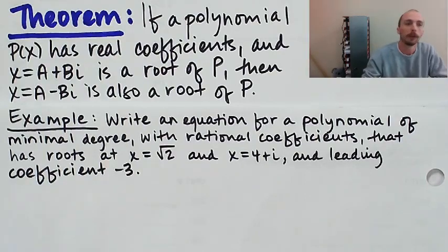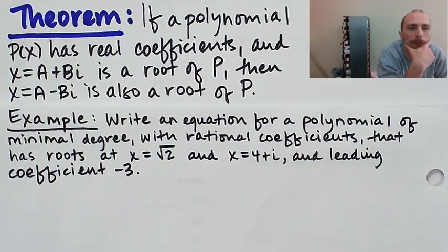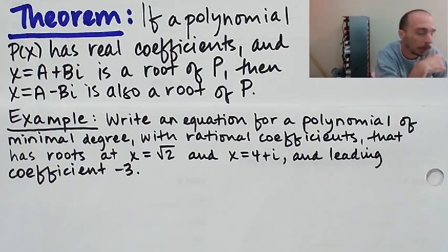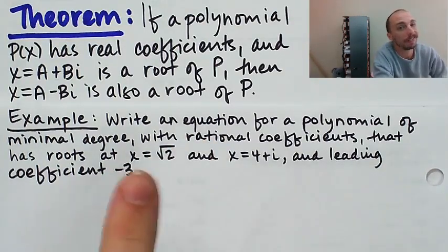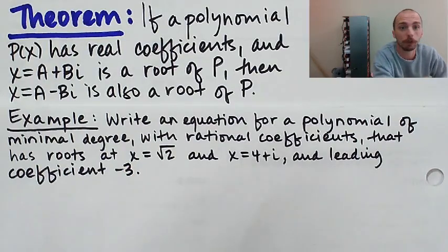All right, now the last example I've got for you is write an equation for a polynomial of minimal degree with rational coefficients that has roots at x equals the square root of 2 and x equals 4 plus i, and has a leading coefficient of -3. Okay, now it just says an equation, it didn't say standard form. So I'm going to leave this one in factored form.